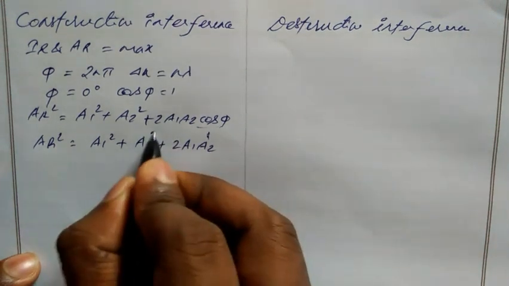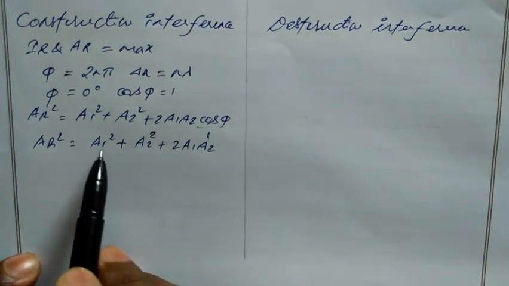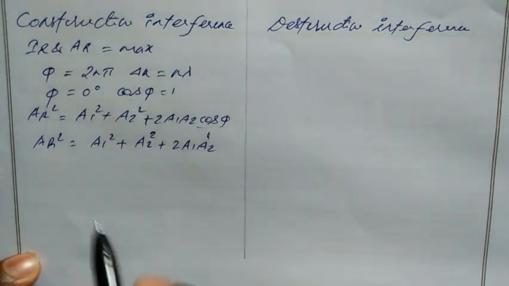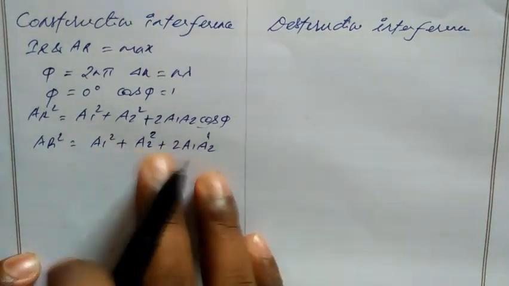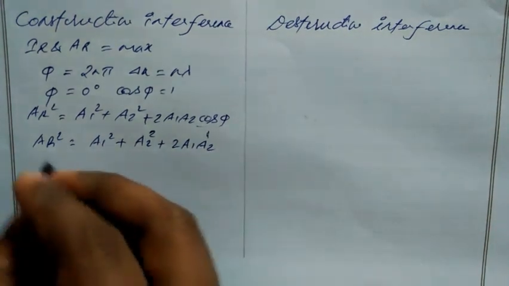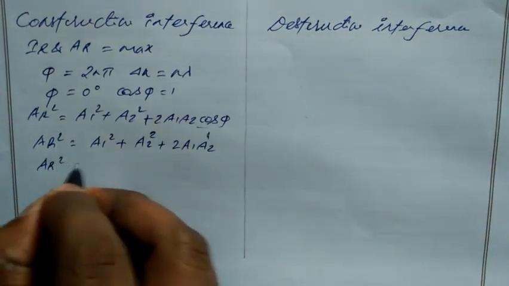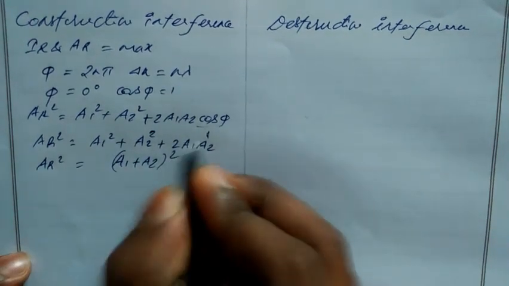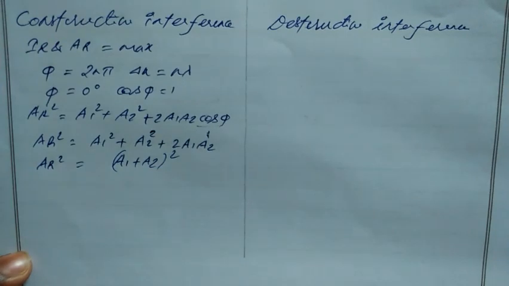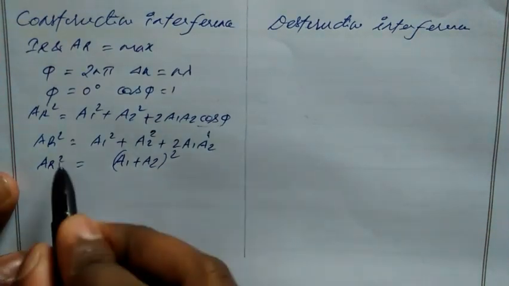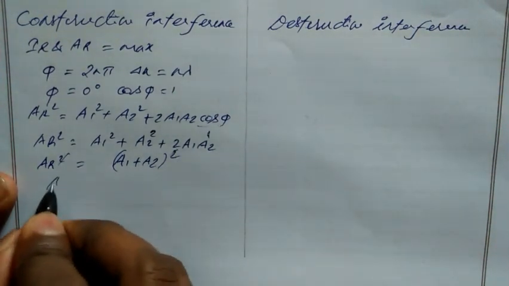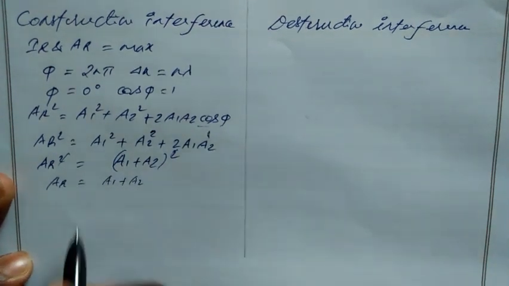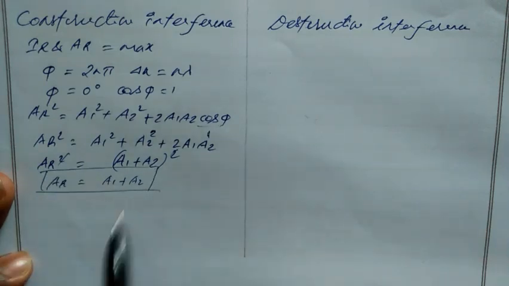Or we can take this a1 square plus a2 square plus 2a1 a2 in the form of a plus b whole square, correct? a square plus b square plus 2ab. So we can write it as Ar square equal to a1 plus a2 whole square. Square and square get cancelled. We have Ar equal to a1 plus a2. So this is the resultant amplitude.